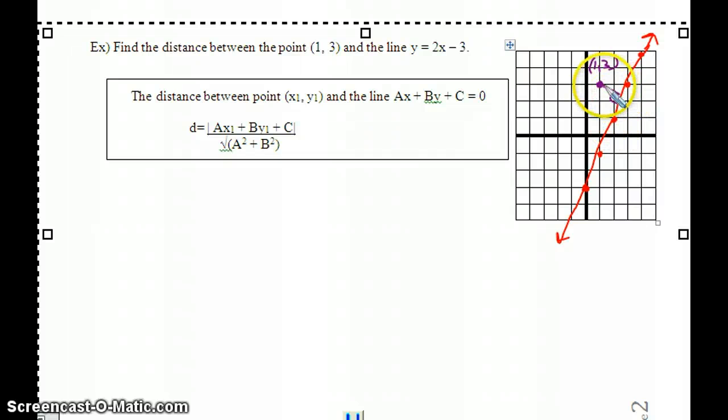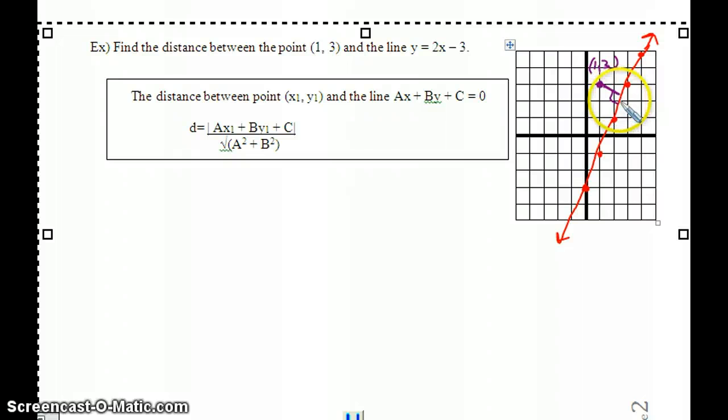what we're trying to do is find the distance between this point and this line. I really want to know what this distance is here. And what I know is that the shortest distance between a point and a line is a straight line. So again, this is going to form a perpendicular line here with this point and this line here. So I want to know what that distance is, okay?